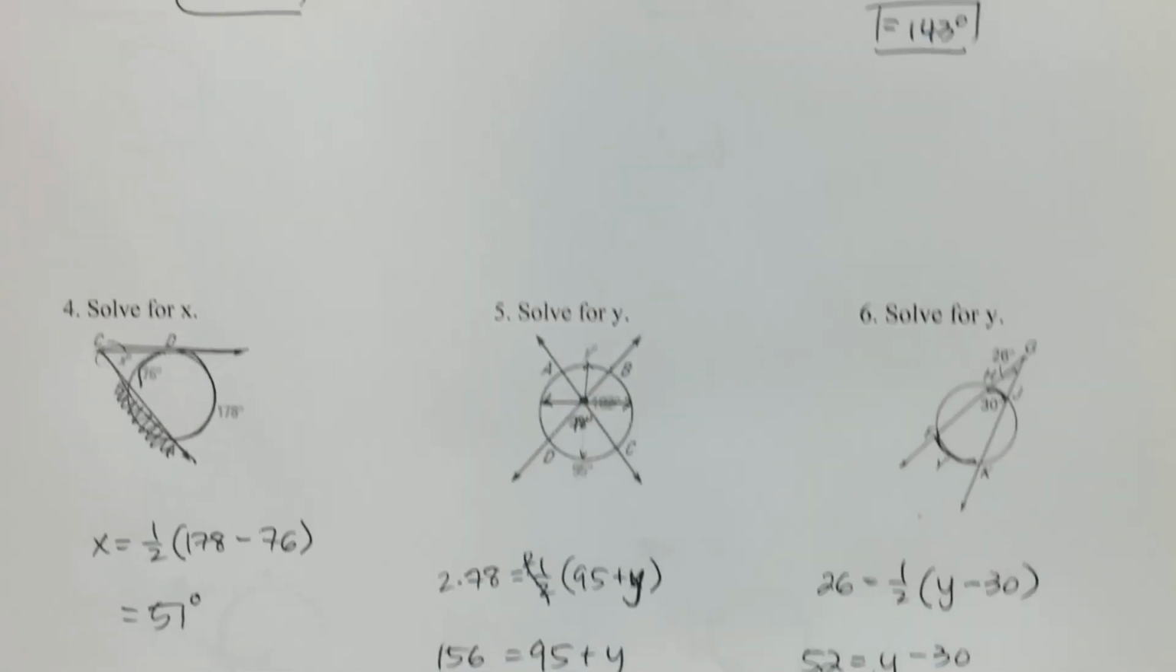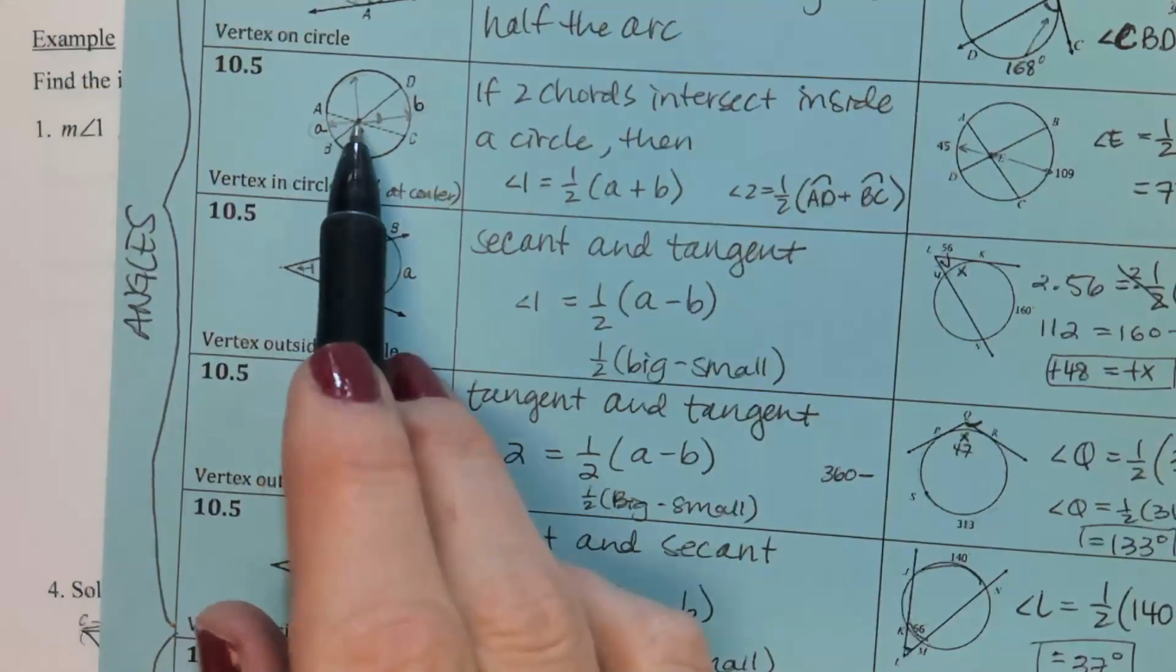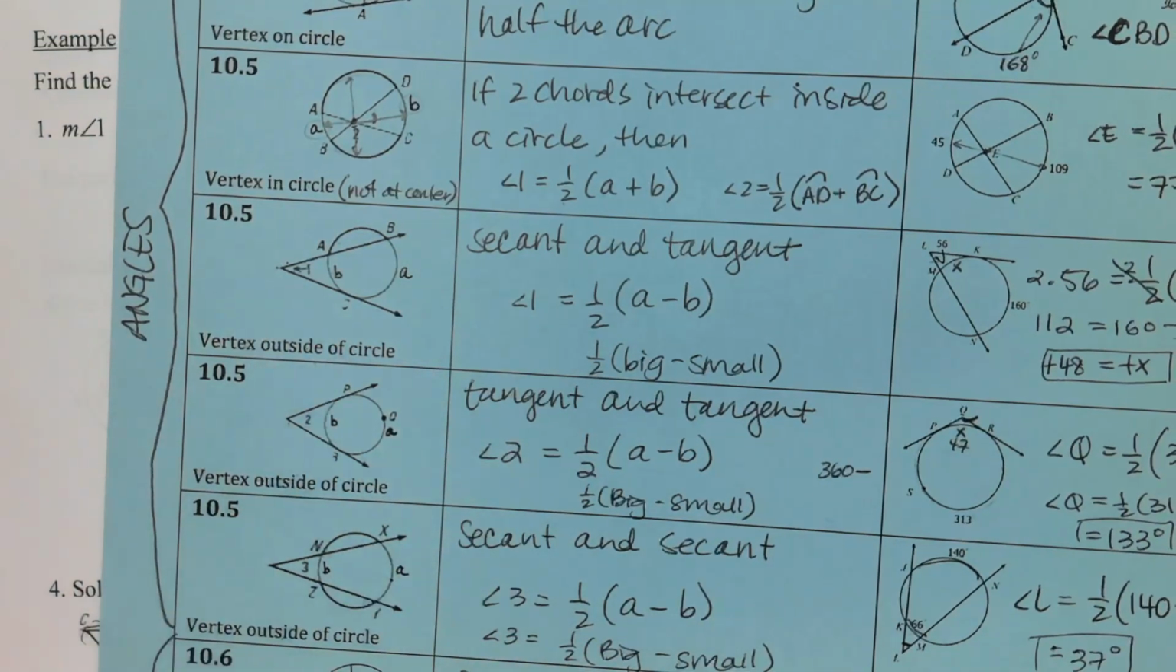And those are your theorems for 10.5. Decide if your vertex is inside the circle or if you are outside the circle.